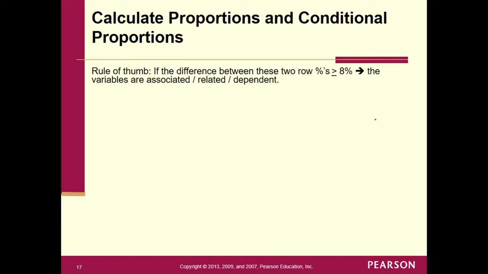So I have a rule of thumb for you that I sort of created, and it's kind of spread throughout the stats department here. We're going to use this rule of thumb. If the difference between these 2 row percentages is greater than 8%, so you're going to have to remember that, then the variables are associated. They are related. They are dependent, meaning big differences means that, oh, okay, these things are related.